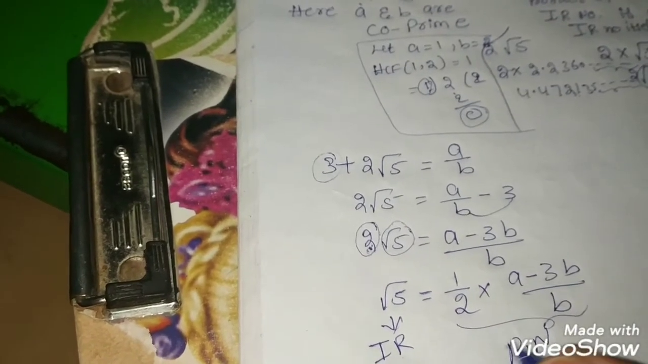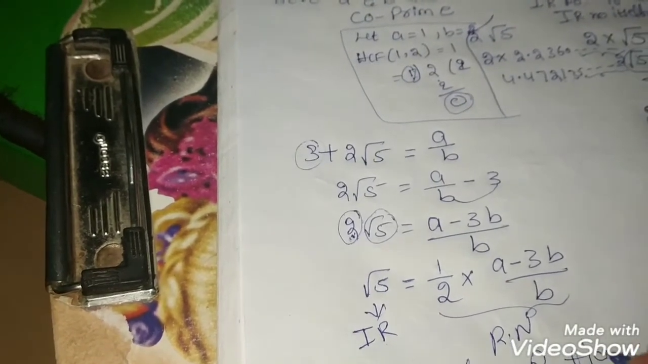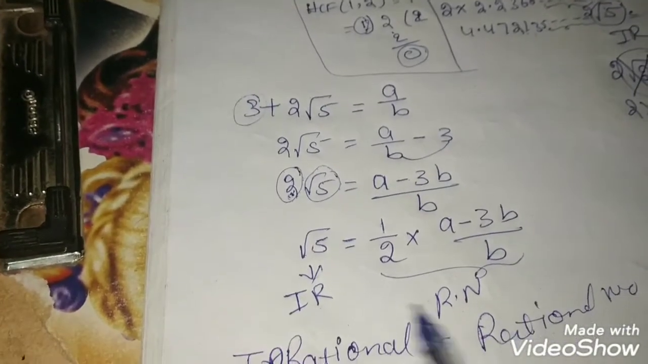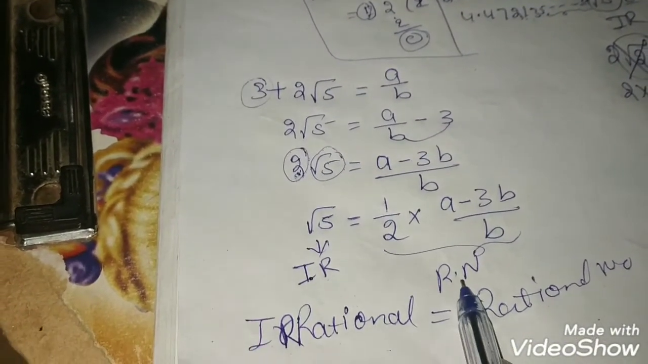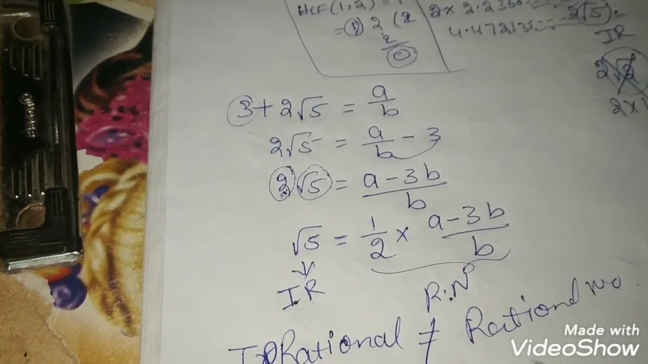Irrational number is equal to rational number. Is the condition correct? Irrational number is equal to rational number. No, it is not equal. Are you getting? It is not equal.